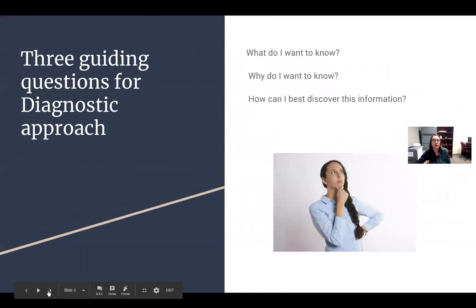So these are the 3 guiding questions that we use for a diagnostic approach. What do I want to know? Why do I want to know? And how can I best discover this information? And so we're going to look at these questions in terms of evaluation.